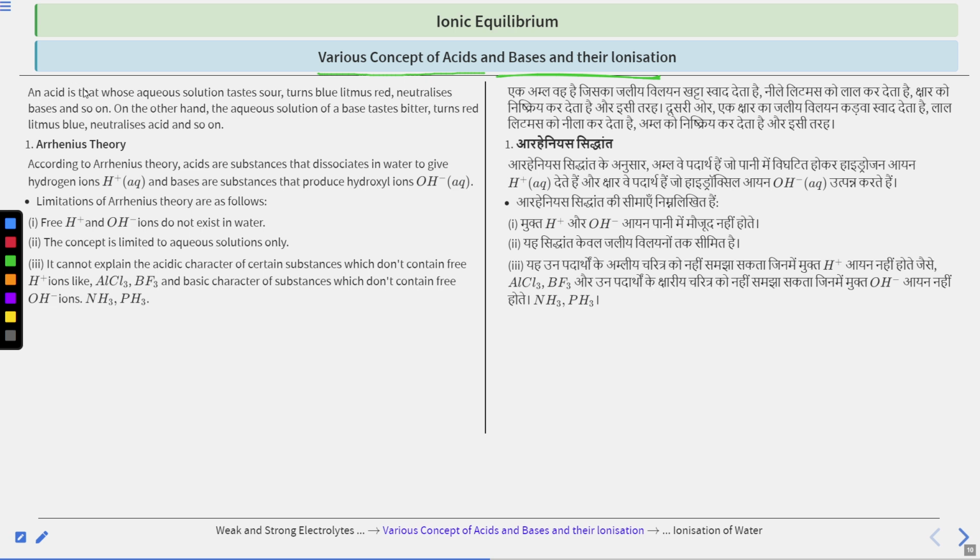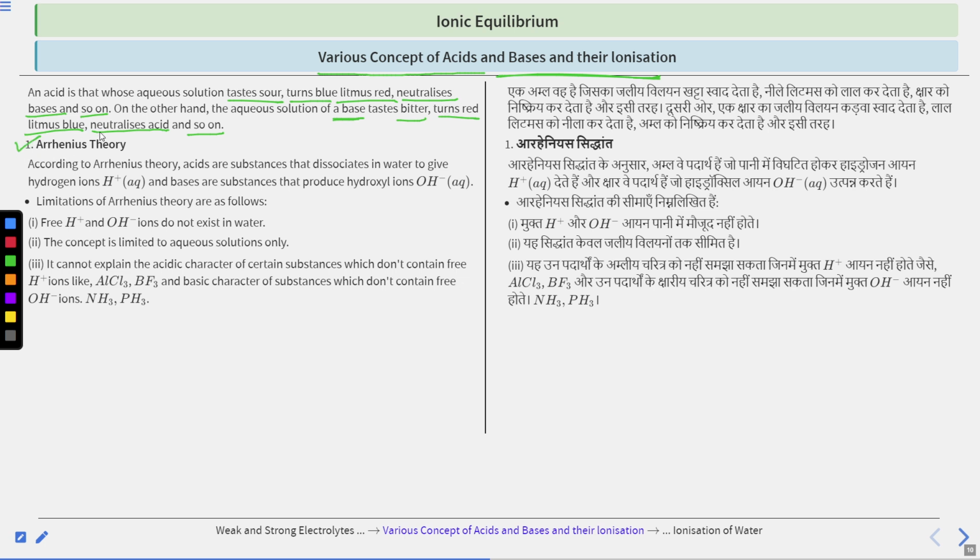An acid is that whose aqueous solution tastes sour, turns blue litmus red, neutralizes bases, and so on. There can be many definitions of an acid. To define an acid, we can use many terms, like it tastes sour, it turns blue litmus red, it neutralizes bases, and so on. On the other hand, the aqueous solution of a base tastes bitter, turns red litmus blue, and neutralizes acid, and so on. Right? So there are some theories on the basis of the concept of an acid and a base.